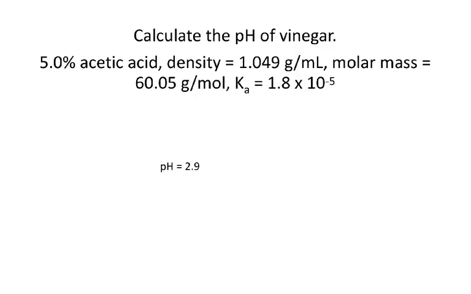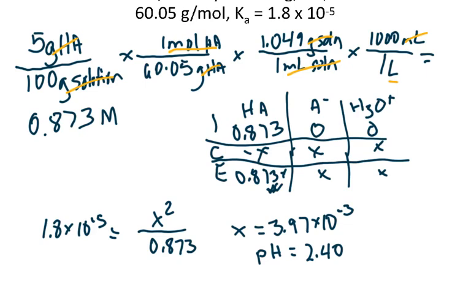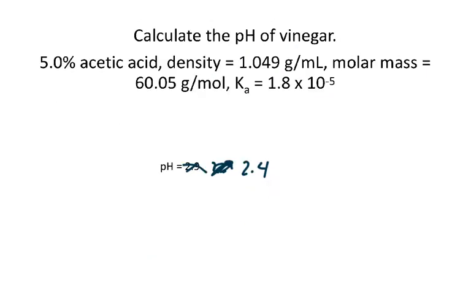And I fixed this in your PowerPoint slide, 2.4. I got 2.9 when I use more significant figures in my Ka value. If you do it as 1.76, you'll get the 2.9, or 1.76 times 10 to the minus 5.